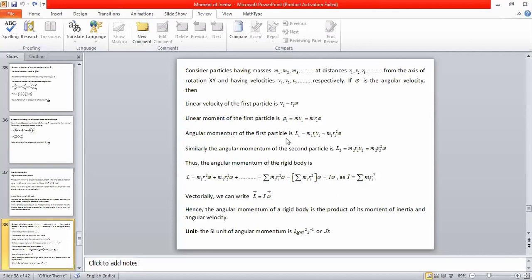Now, what is the angular momentum of the first particle? Remember, angular momentum is nothing but r cross p. If we write only the magnitude, it becomes r into p. P is m into v, so it is mvr or mrv. So the angular momentum of the first particle is mvr or mrv. No problem, you can write in any order. Since it is the first particle, angular momentum is L1, so it is m1 r1 v1. What is v1? v1 is r1 into omega. So if I substitute v1 here, r1 omega, I am going to end up with r1 square omega. Did you understand how this came?